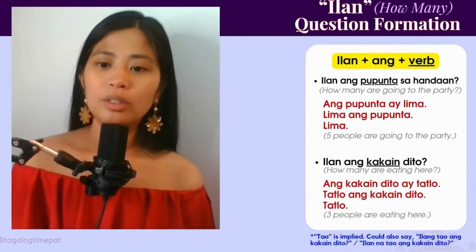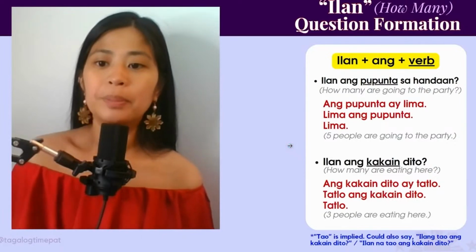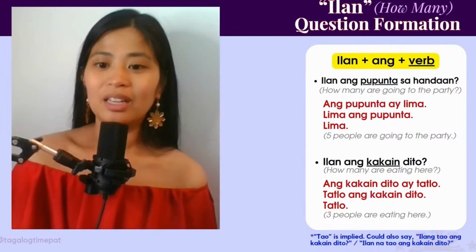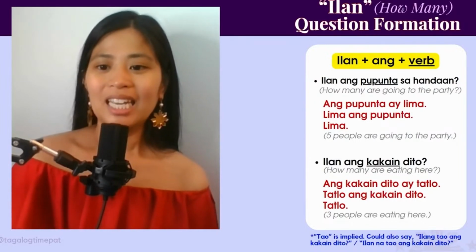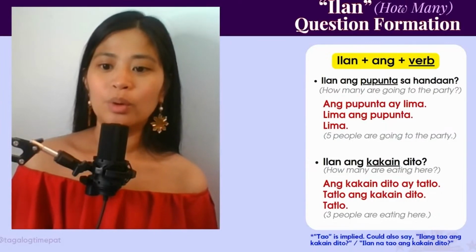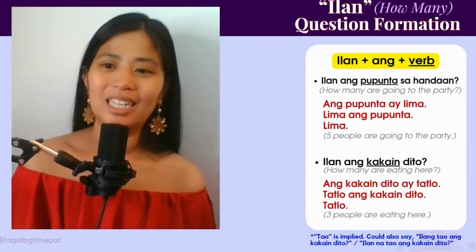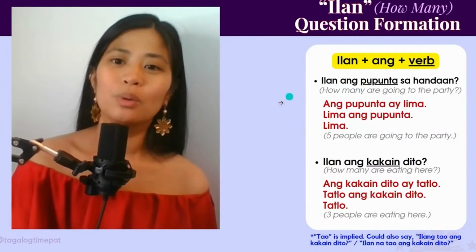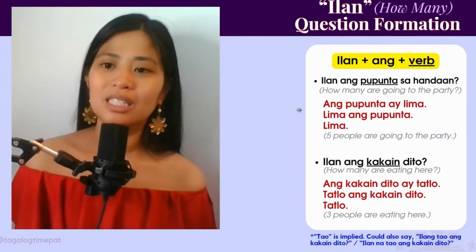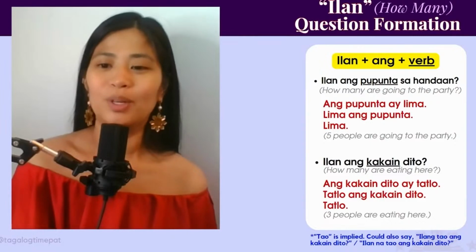So, both of these questions ask about how many people are coming, how many people are eating. And I didn't add the word tao because it's kind of implied already. Like ilang tao ang kakain dito or ilan na tao ang kakain dito. Those just make it a little bit more complicated. If you want to get straight to the point of the question, you don't have to add the word tao. It's implied. So, ilan ang pupunta sa handaan, ilan ang kakain dito. It's asking about the people. Okay.